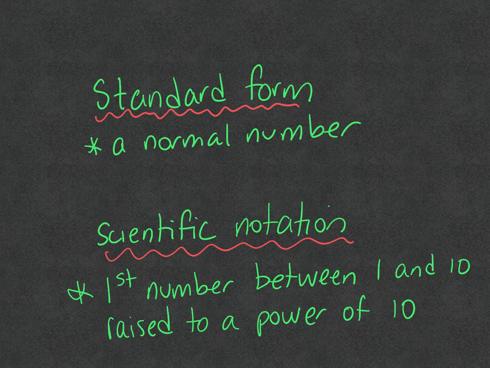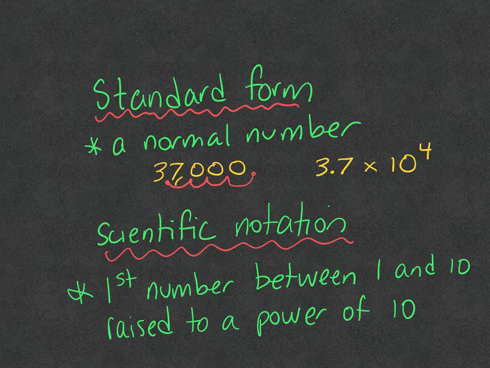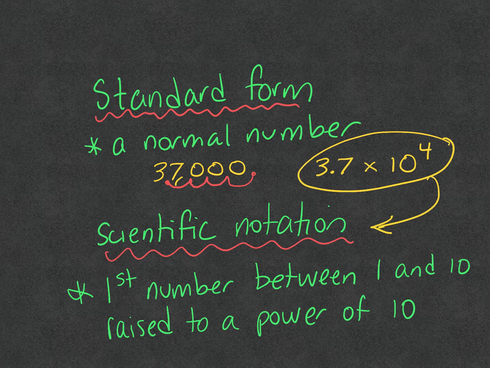So recall that standard form is just a normal number. So I'll refresh your memory with that. Like 37,000 would be in standard form. Scientific notation would be when we take that decimal place at the end and we count backwards 1, 2, 3, 4 to get a number between 1 and 10. So in this case, 3.7. And then we had to count 4 steps back to get that number between 1 and 10. And it would be times 10 to the 4th. So this would be that same number in scientific notation. This is review, so that probably sounds pretty familiar to you.